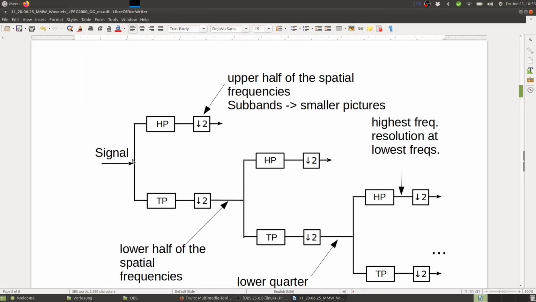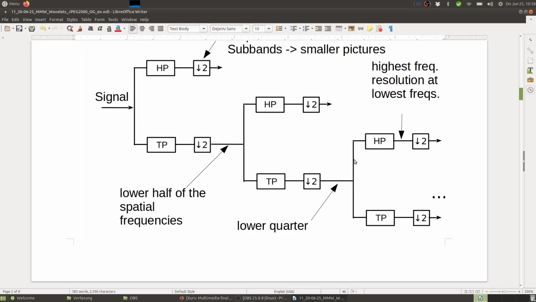So again, here on the left, we have our image. First one-dimensional, for instance, the rows, we subdivide in upper half, lower half. But now we continue with the lower half. So the lower half is again split into two. So again, lower half. So this will be the lowest quarter, and this would be the quarter above. And then here again, this lowest quarter is again split in two. So this would be the lowest eighth, and then the next eighth.